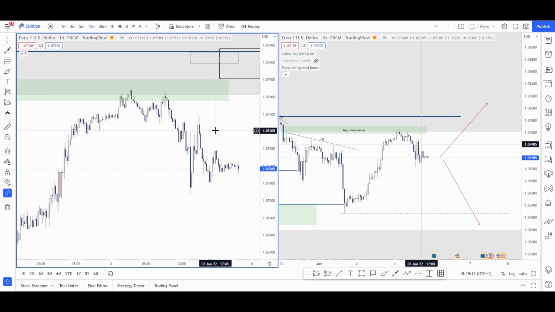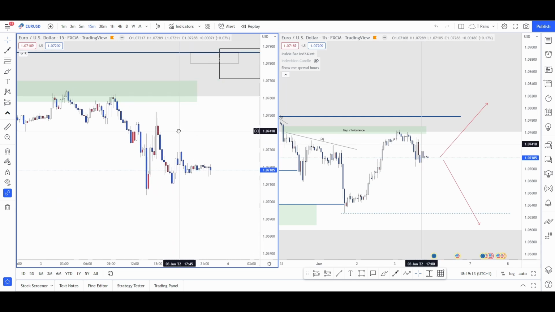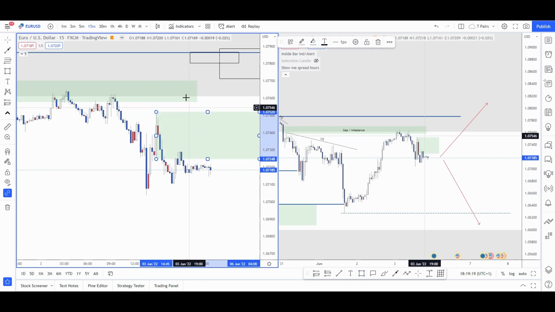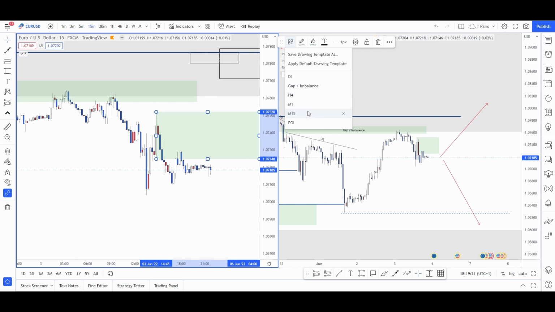So back here, what can I see? Potentially, very slight potential. We've got this strong up candle here, which might hold a bit of weight. So I'm just going to mark that one as a 15 minute.